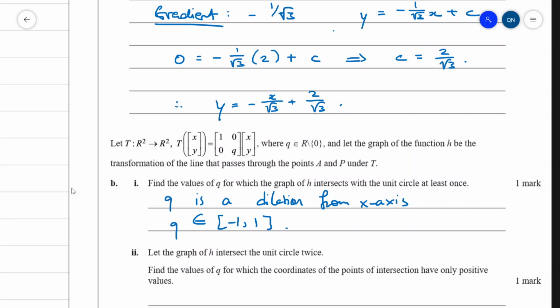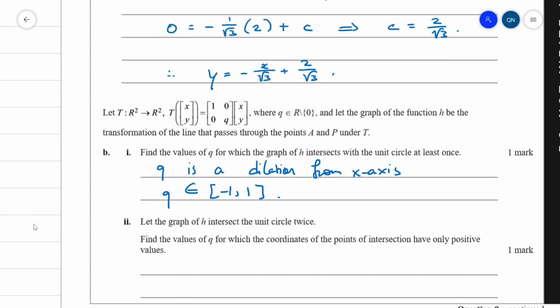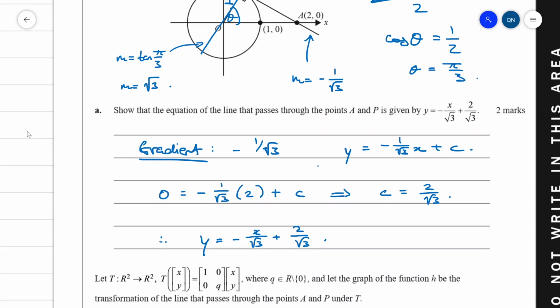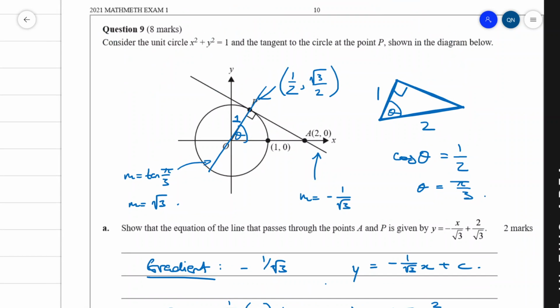That's what we want. Okay, let the graph of H intersect the circle twice. Find the values of Q for which the coordinates of the point of intersection only have positive values. What is it saying over here? So this is the graph of H, that's still the transformed function. Find the values of Q for which the coordinates of the points of intersection have only positive values. So for example, if we have a line like this, then here are the intersection points, and clearly not all the coordinates have positive values because the x value on the left hand side of here is negative.